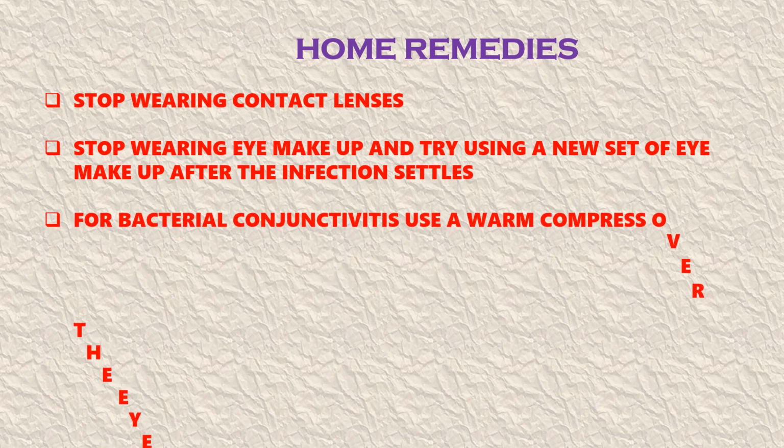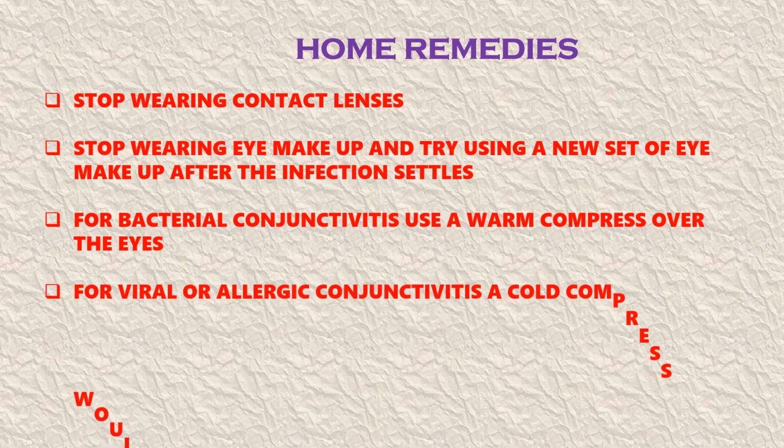For bacterial conjunctivitis, use a warm compress over the eyes. You can soak a clean cloth in warm water and lay the damp cloth over your eyes and leave it in place until it cools. Repeat this several times a day or as often as is comfortable. Use a clean cloth each time so that you don't spread the infection. Use a different cloth for each eye if you have the infection in both the eyes.